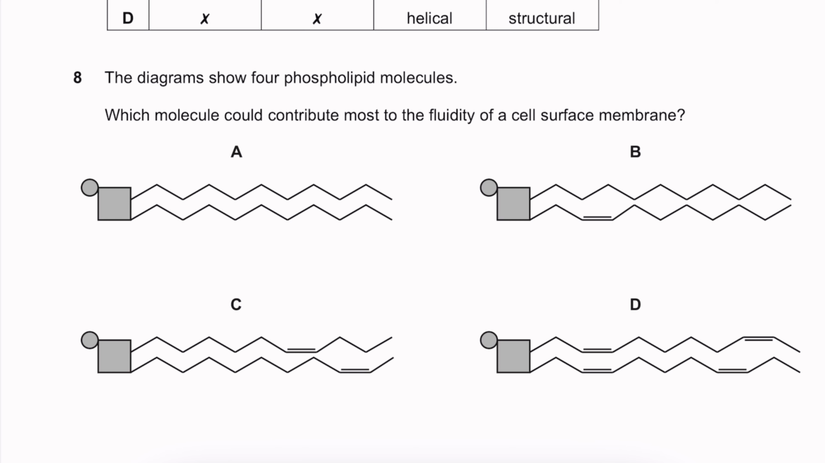The diagram shows 4 phospholipid molecules. Which molecule could contribute most to fluidity of the cell surface membrane? So contributing the most to the fluidity means basically that it's going to have the greatest effect on increasing the fluidity. And that's basically the fatty acid with the most double bonds, so basically the most unsaturated fatty acid. And here we can see we have 4 double bonds total, meaning it's going to have the greatest effect on the fluidity. Remember, when it is unsaturated like this, it's going to increase the fluidity the most. This one is going to affect the fluidity, but not as much as letter D. Let's move on.